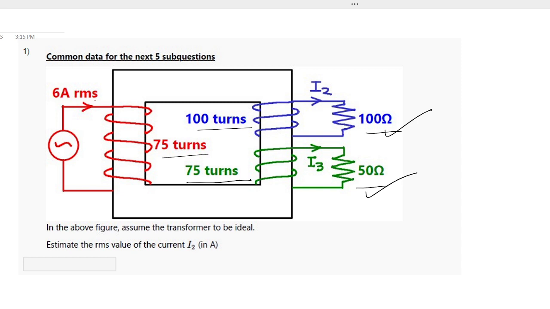I will suggest you, as a hint, use the MMF balance equation. It is given in the question that the transformer is ideal. So for the case of an ideal transformer, assuming infinite permeability of the core, we will assume the magnetizing current to be zero. So you can neglect the magnetizing current and apply MMF balance directly.